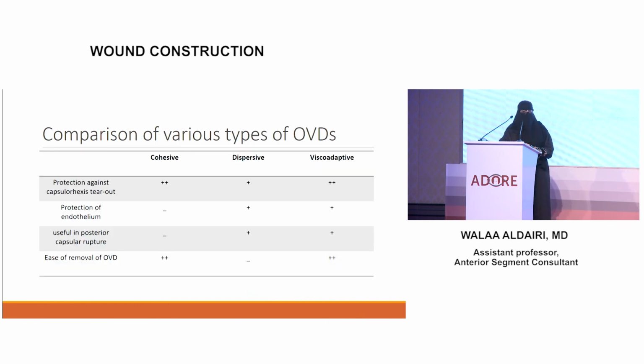So this is a comparison of various types of the OVD. You can see here that the cohesive are better for capsular protection during capsulorhexis. On the other hand, the dispersive are better for protecting the endothelium. And here, the viscoadaptive, they are better on both, so they can serve you in any situation.